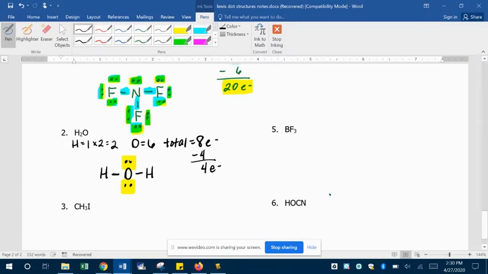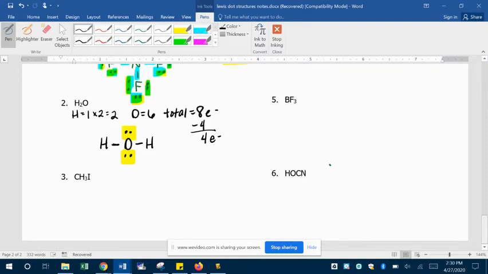Double check that oxygen has 2, 4, 6, 8 for its octet, and hydrogen has its 2 for the duet rule. And I only used 2, 4, 6, 8 electrons. So this is a perfectly good Lewis structure.